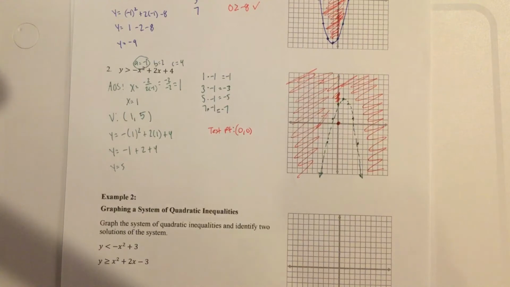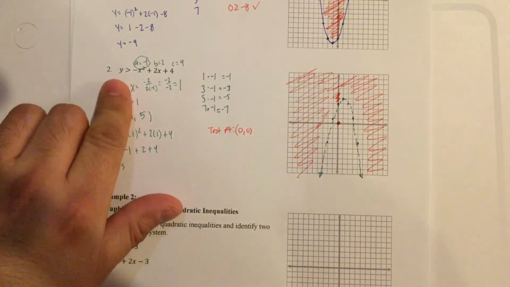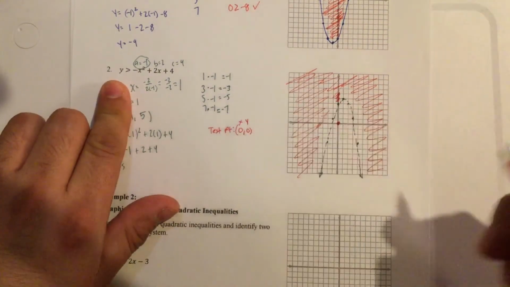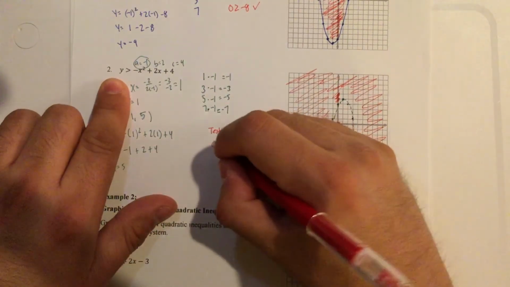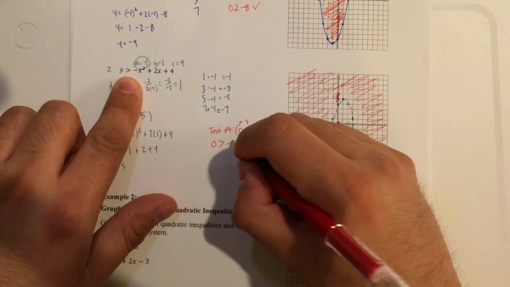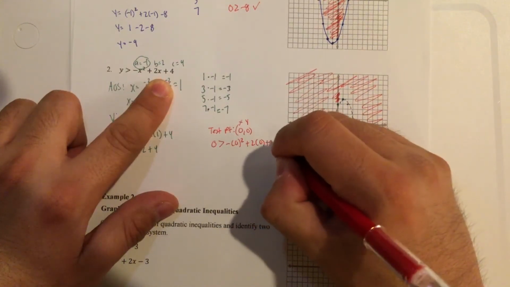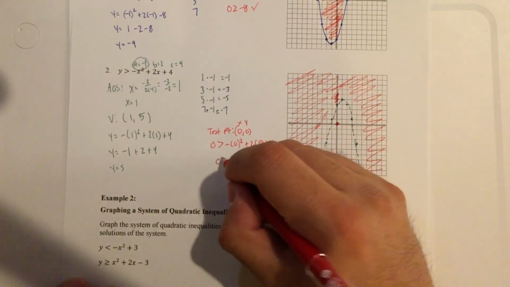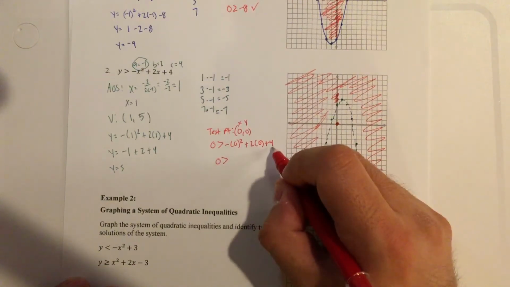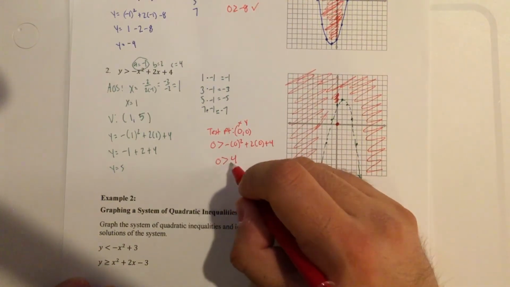Okay, so from here, let's plug it in here. So x and y don't matter because they're both zeros. So 0 is greater than -0 squared plus 2 times 0 plus 4. So 0 is greater than, this is 0, and this is 4. Is 0 greater than 4?